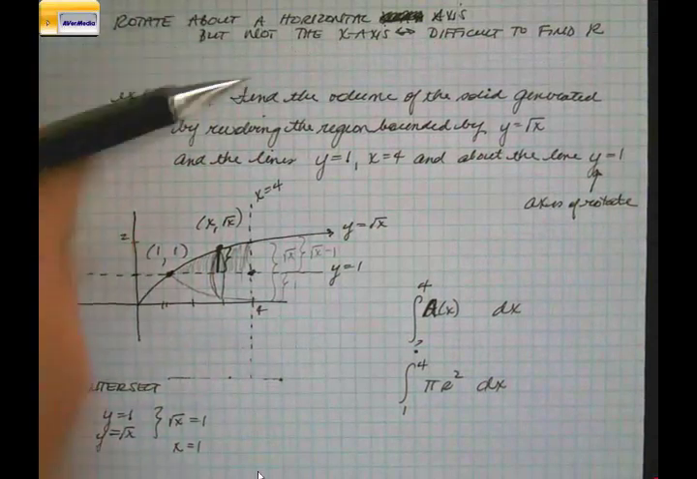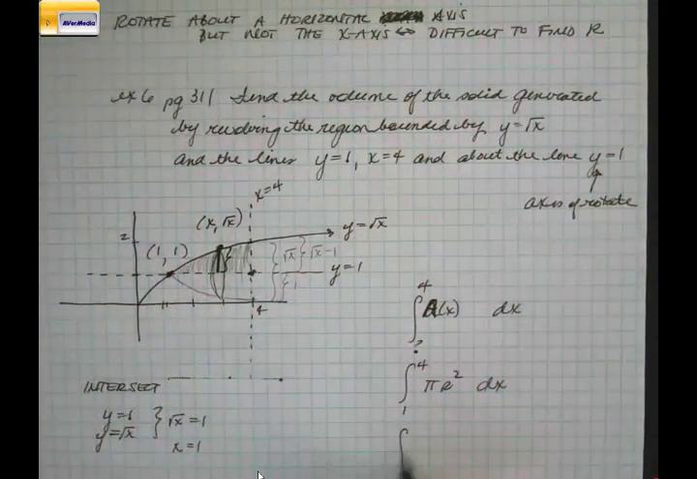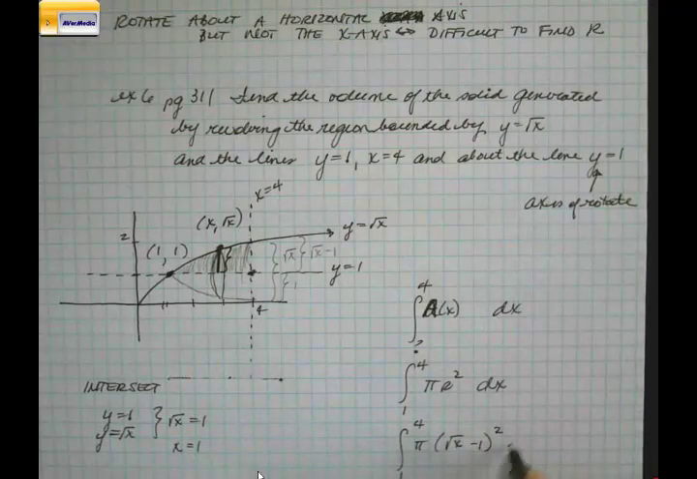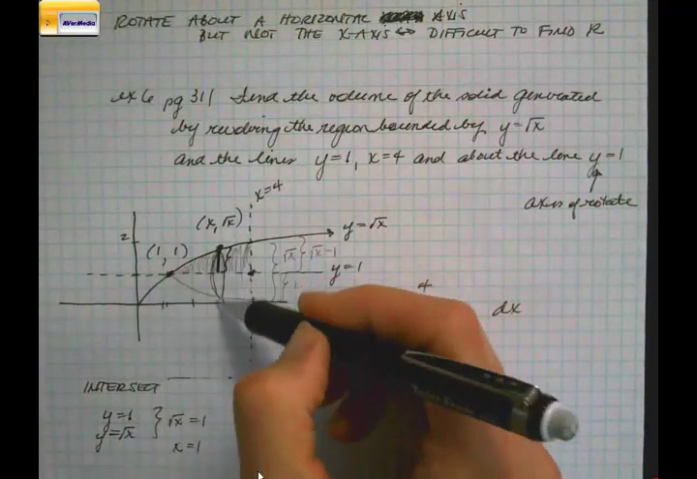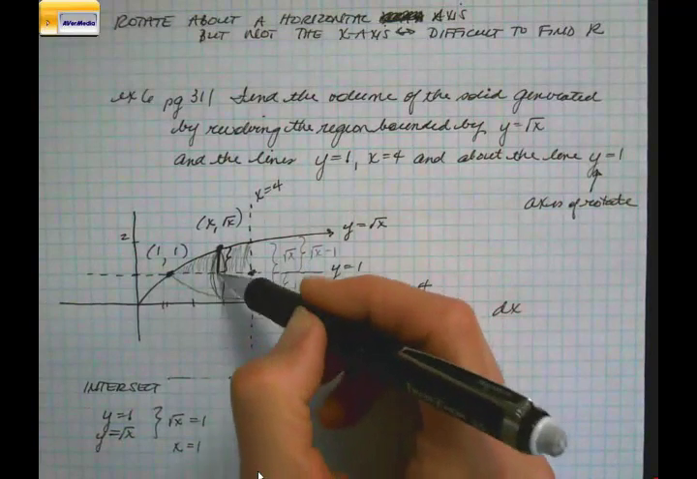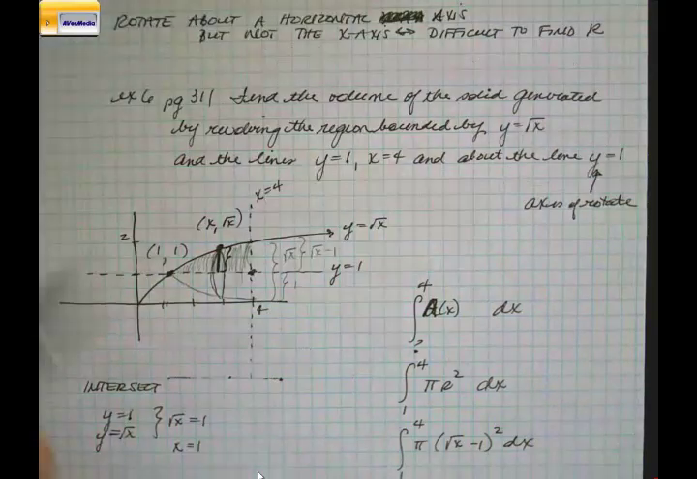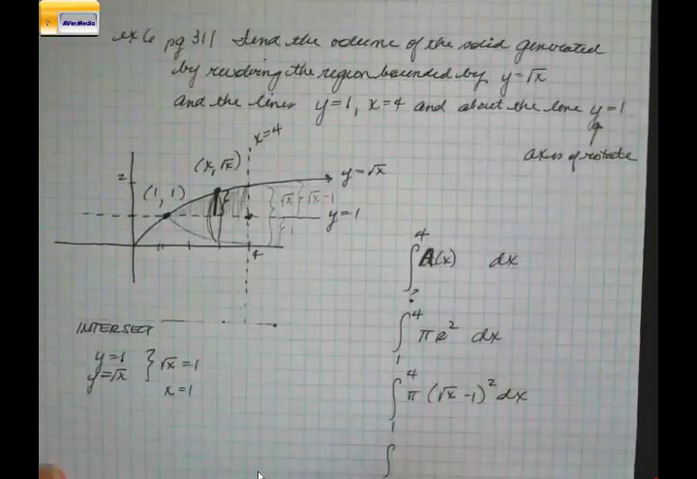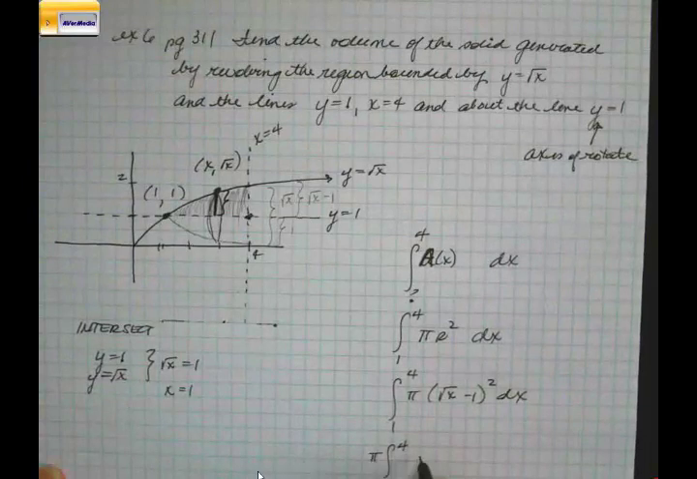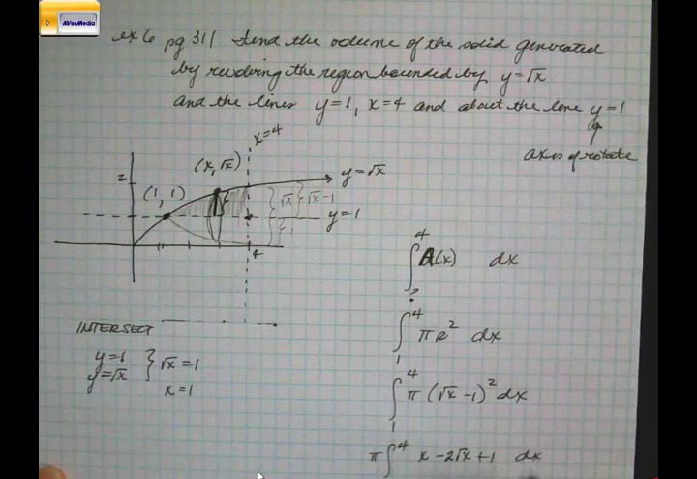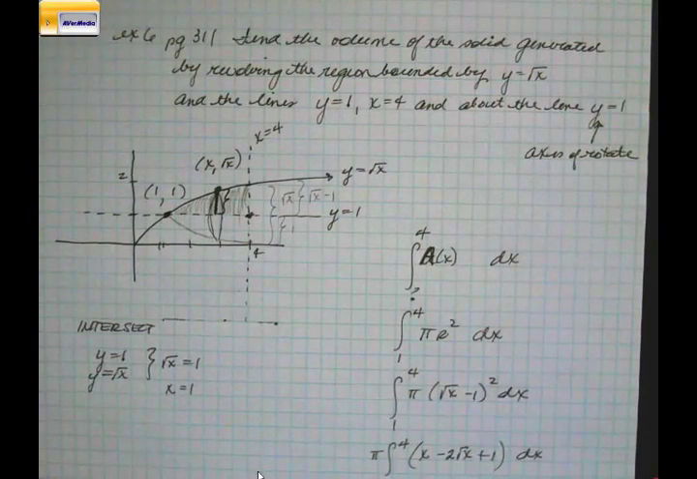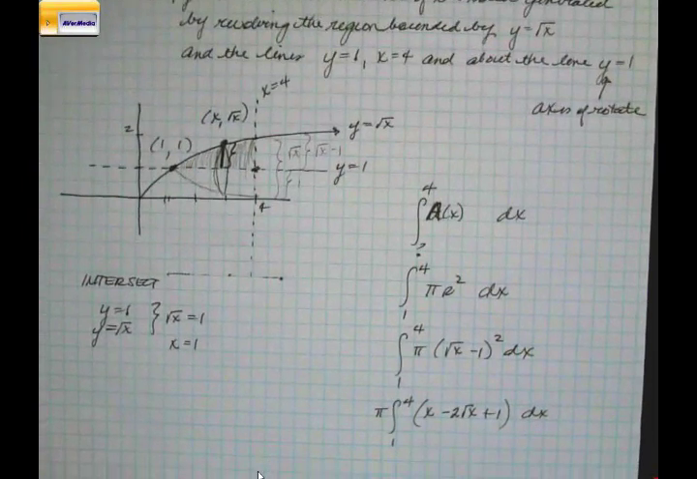So your radius is the square root of x minus 1. So you're going from 1 to 4 of pi times the square root of x minus 1 squared dx. All of this is the square root of x, but you've got to cut out the 1 to get the true radius of the wedge. And there it is. So then you'll integrate from 1 to 4 of pi times what? x minus 2 square root of x plus 1 dx, which is not a difficult integration.